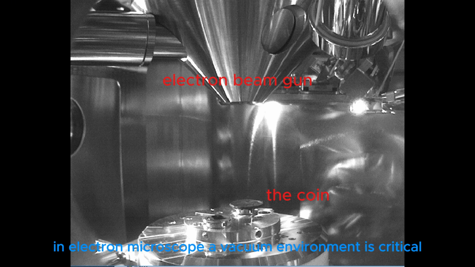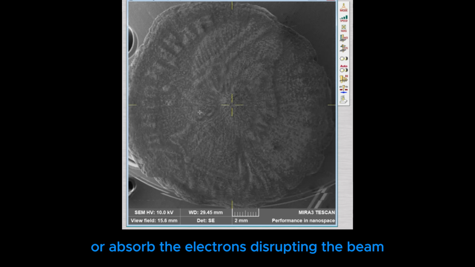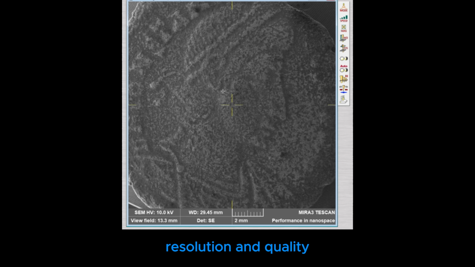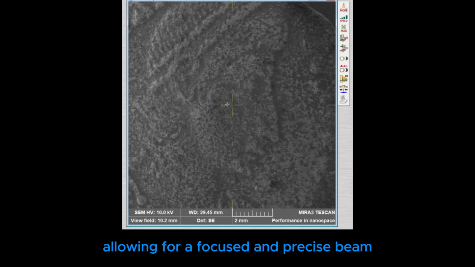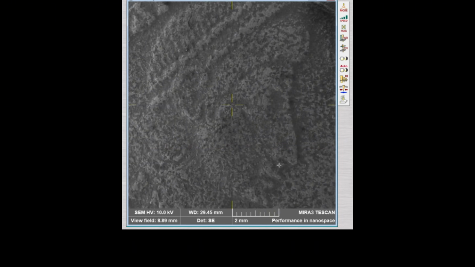In an electron microscope, a vacuum environment is critical to ensure the electron beam can travel unimpeded from the electron gun to the sample. Without a vacuum, air molecules in the chamber would scatter or absorb the electrons, disrupting the beam and significantly reducing the image resolution and quality. The vacuum eliminates these interactions, allowing for a focused and precise beam to interact with the sample's surface.